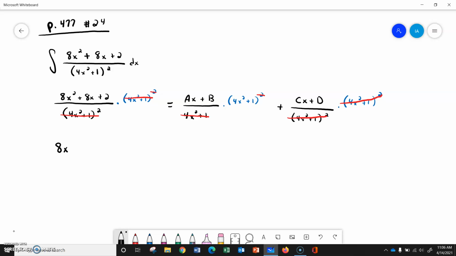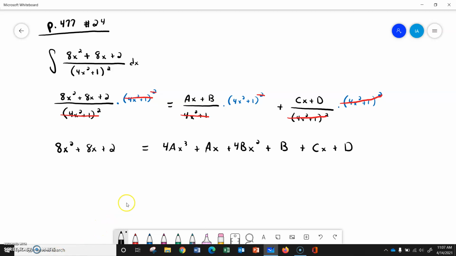On the left hand side I have 8x squared plus 8x plus 2. On the right hand side, the first fraction left me ax plus b, and that's all times 4x squared plus 1, so I'm going to go ahead and foil that out. So I'll have 4ax cubed first, outer I will have ax, inner I will have 4bx squared, and last I'll have plus b. And from the second fraction, I didn't have anything to multiply by, so I'll just have cx plus d.